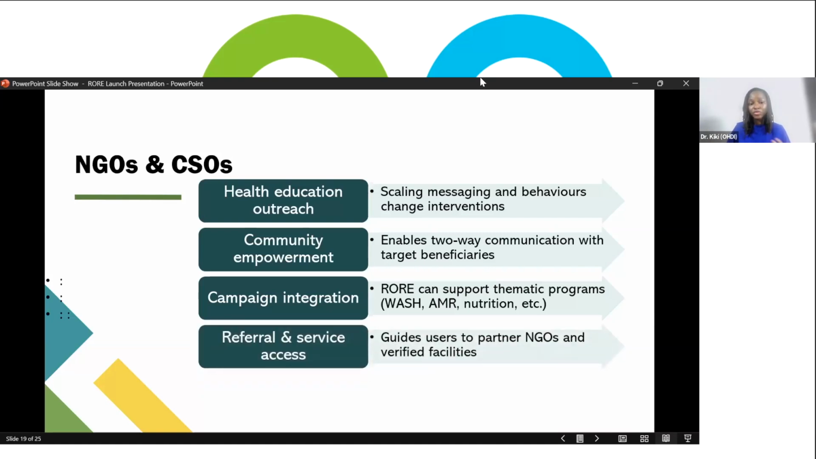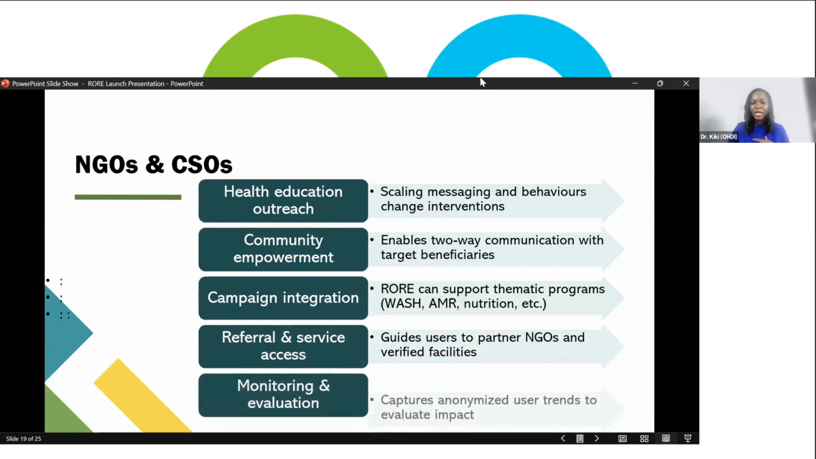And then it also acts as referral and service access. I've mentioned this because with Rore, we can add you to our directory, where, of course, we'll have to go through a process of validation first. But once we are validated, we can be part of the service providers that people can access for your facilities, for your services, or for the work that you do. And then it can also act as a tool for monitoring and evaluation.